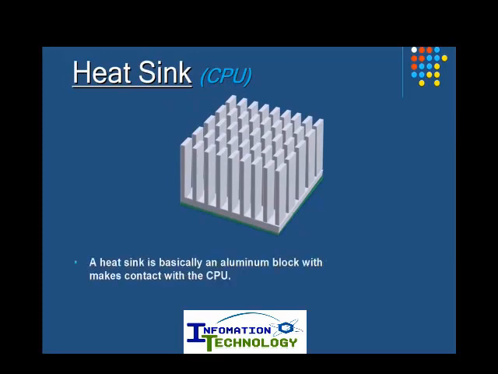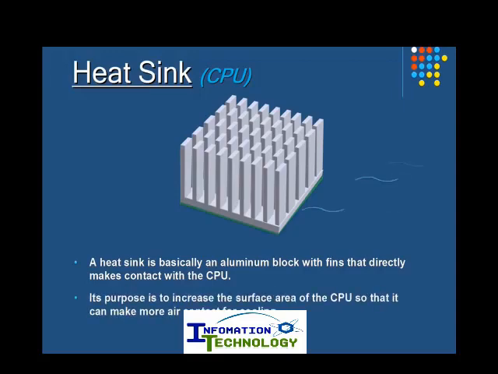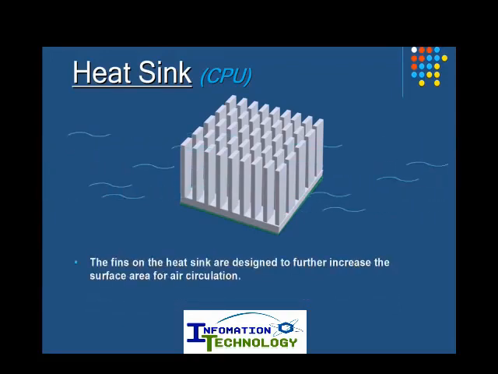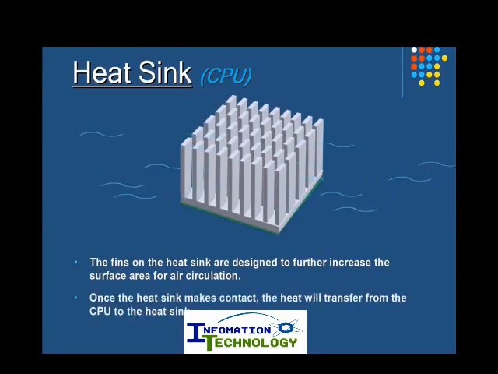A heat sink is basically an aluminum block with fins that directly makes contact with the CPU, and its purpose is to increase the surface area of the CPU so that it can make more air contact for cooling. The larger the heat sink, the larger the surface area will be, thus increasing the cooling ability. The fins on the heatsink are designed to further increase the surface area for air circulation. Once the heatsink makes contact, the heat will transfer from the CPU where the air can cool the heatsink, which will cool the CPU. And this type of cooling is known as passive cooling.